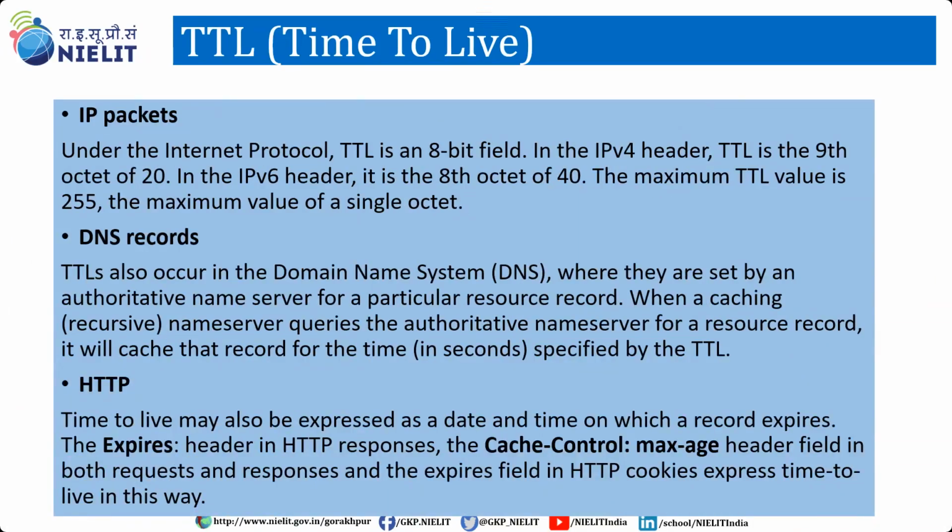So now coming to TTL. For an IP packet, the TTL meaning is different. For a DNS record, TTL is different, and HTTP also has a timer, which can be expressed with some other meaning. Under the IP packet, the TTL value is an 8-bit field. In the IPv4 header, TTL is the 9th octet of 20. In the IPv6 header, it is the 8th octet of 40. The maximum TTL value is 255 and the minimum value is 0. So 0 to 255 is the range of the TTL value in the IP packet.